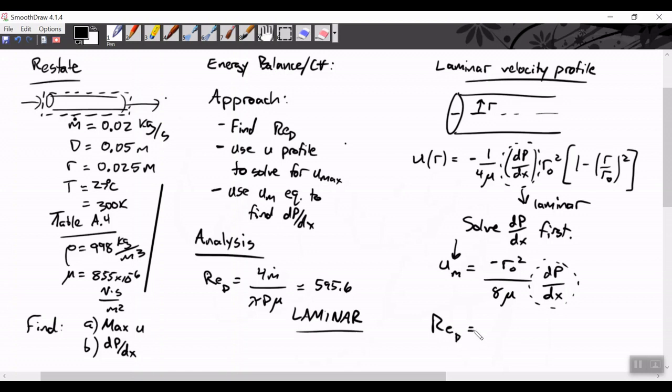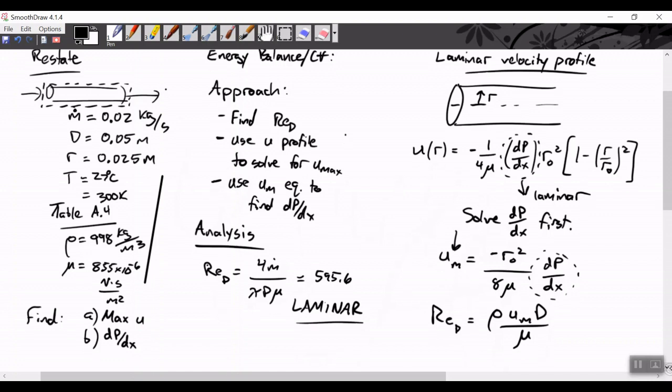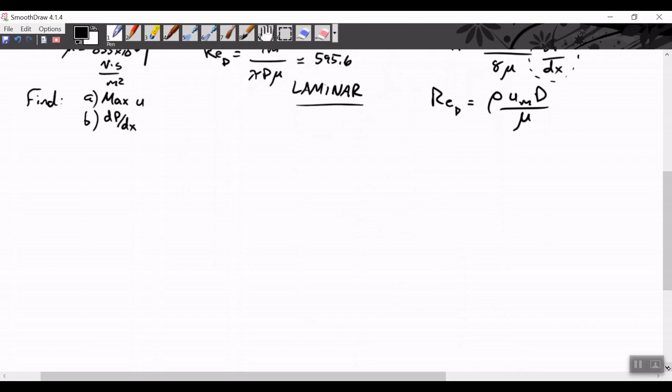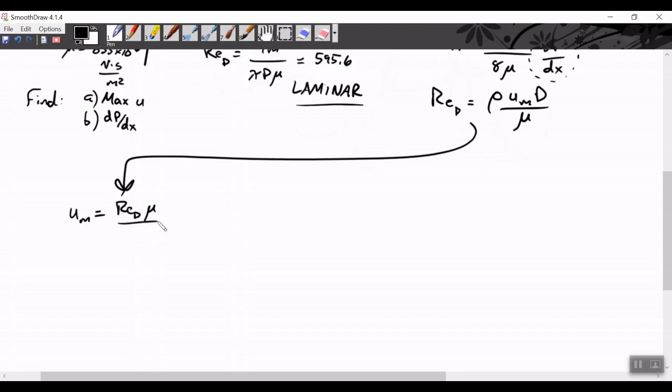Well, we know one more. The Reynolds number could be computed as a function of the mean velocity. So since we already know the Reynolds number, which we found to be 595.6, then we can actually use the Reynolds number to find our mean velocity. So we're going to come over here. All right, so our mean velocity, rewriting, would be the Reynolds number times the viscosity divided by density times the diameter.